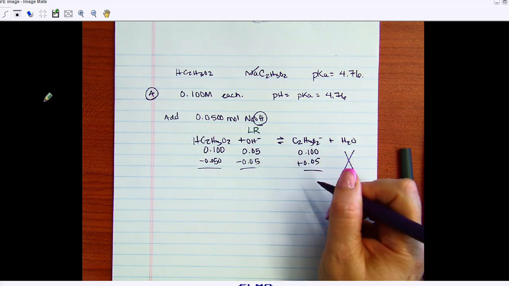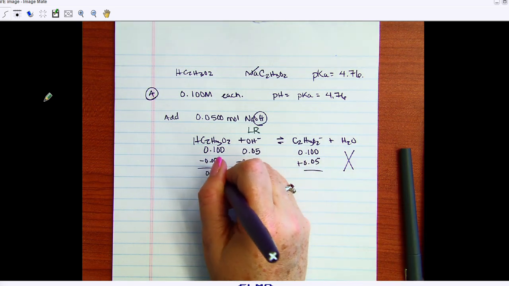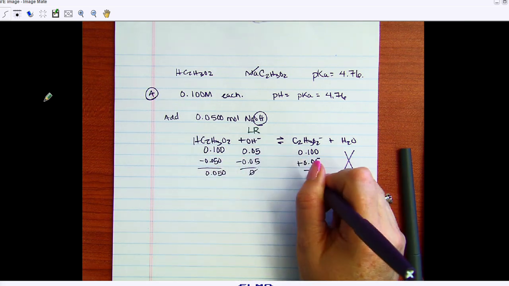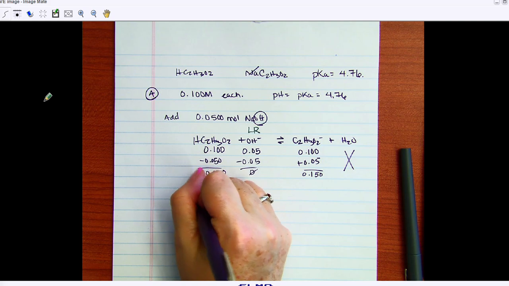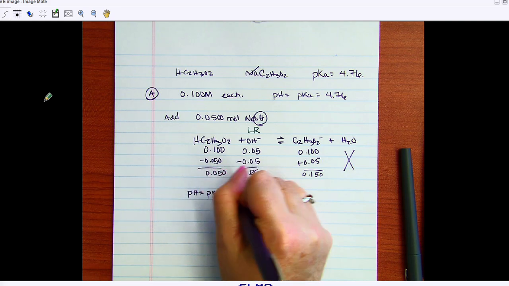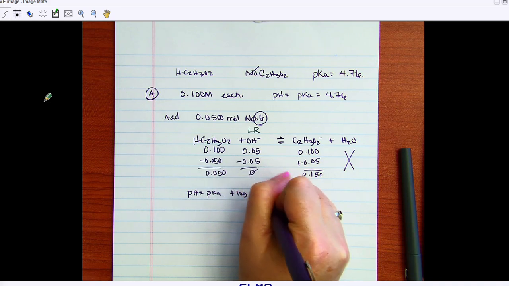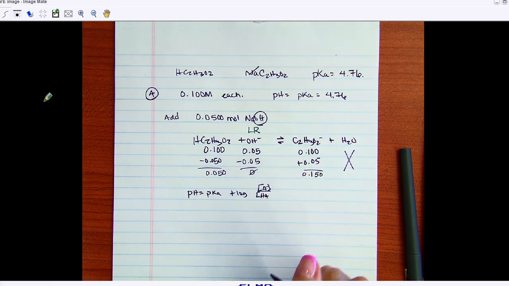And when I get down to my E side, that means that this is 0.050. This is basically 0. And this is going to be 0.150. Now, Henderson-Hasselbalch doesn't change. Plus the log. This is an acid, so the acid goes on the bottom, and the conjugate goes on top. Okay, and I'm solving for the pH.